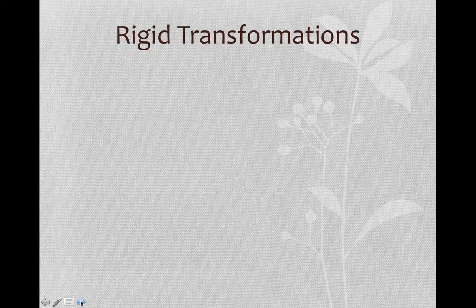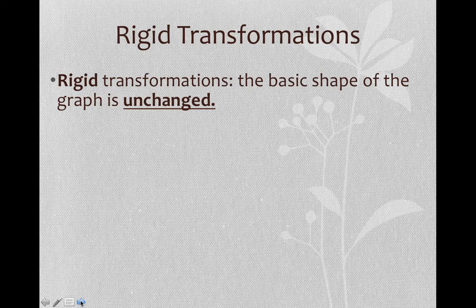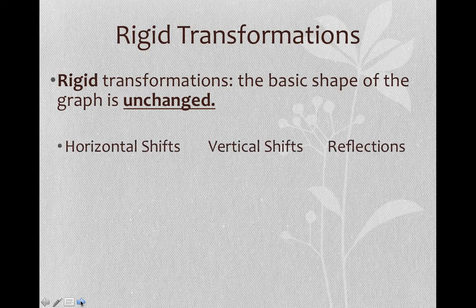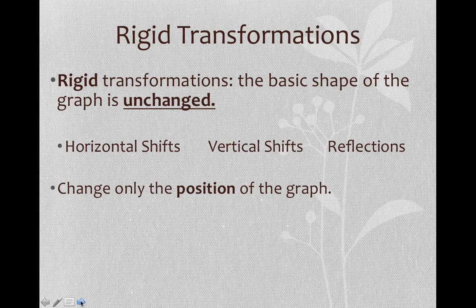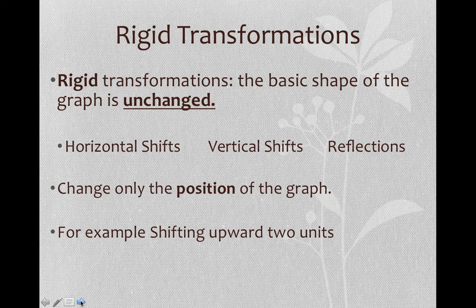The first thing I want to talk to you about is a rigid transformation. A rigid transformation is when the basic shape of the graph is not changed. In other words, it doesn't get bigger or smaller. The shape remains the same. Horizontal shifts, when we shift something left or right, vertical shifts, when we shift something up or down, and reflections are all rigid transformations. These transformations do not change the shape of the graph. They only change the position of the graph, where it's located and how it's oriented.